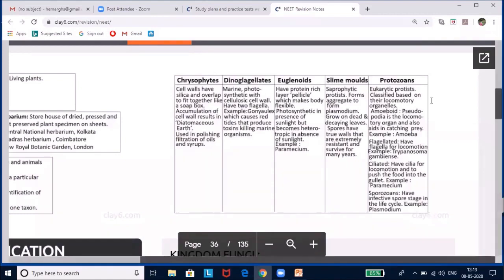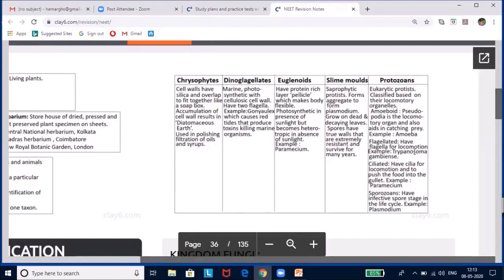Now, the last class is the protozoans. The protozoans are heterotrophs. They live as predators or parasites. If you look at the 4 groups of protozoans, they are classified based on their locomotory organs. Amoeba is an amoeboid protozoan. Pseudopodia is the main locomotory organ and it also helps in catching the prey.